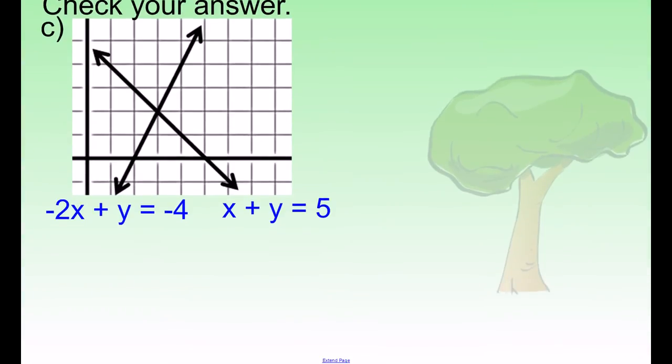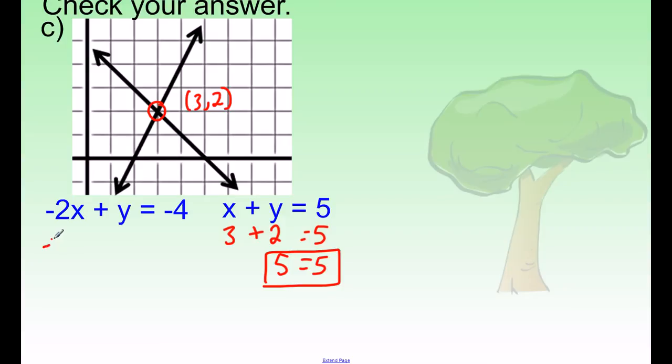All right, so here we go. The point appears to be this point right here, which has the coordinates of 3, 2. So that's what we're going to plug in. We're going to plug in an x coordinate of 3 and a y value of 2. And this side is pretty easy. 3 plus 2 is 5, so this side definitely checks out.